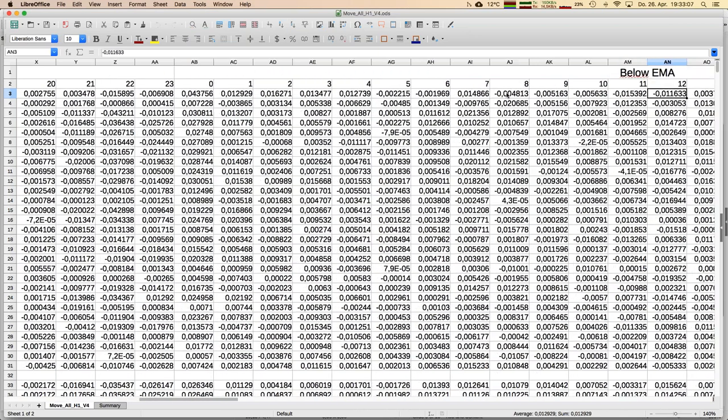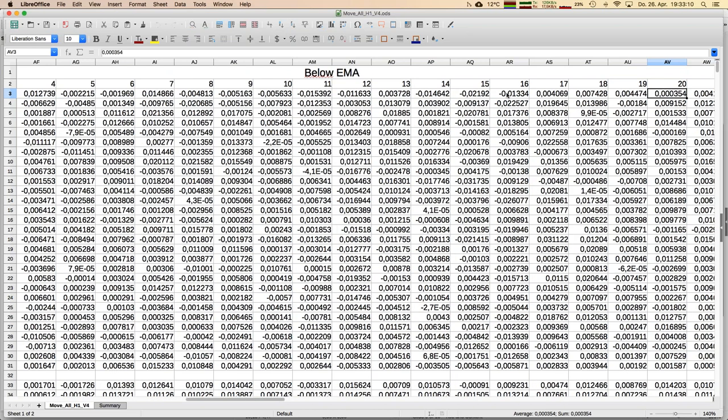And the same I have done for below EMA, because, of course, the open of that candle can be below a certain EMA. And then we have the other numbers. So you see here already that statistical edge. Sometimes it's going long, sometimes it's going short.